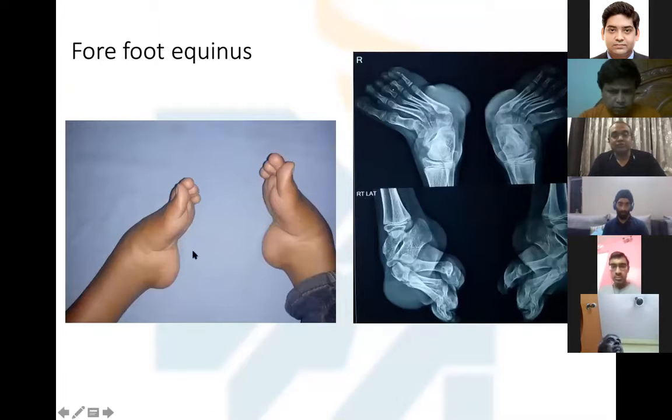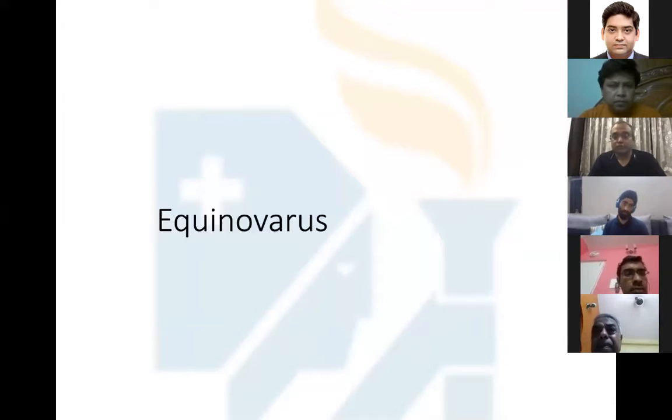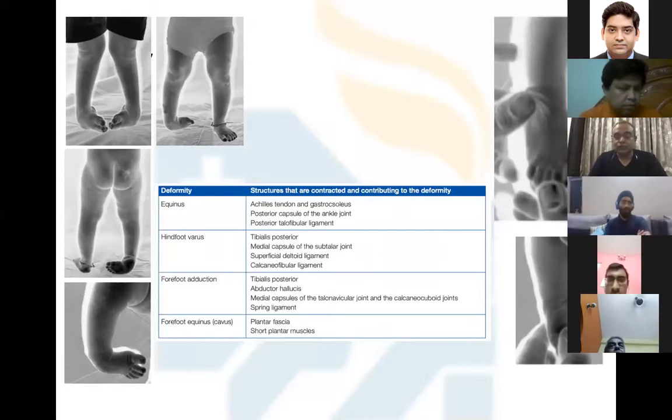Here, this is a picture of a forefoot equinus, and we have to differentiate it from a cavus deformity. This is again a very important clinical point to learn from deformities. Now coming to the commonest one, the equinovarus deformities. This is the congenital talipes equinovarus. Most of you will have it as a short case. So you have to know which structures are tight and contribute to the equinus, the hindfoot varus, the forefoot adduction, and the forefoot equinus of the cavus. These are various structures which are tight and give rise to this.